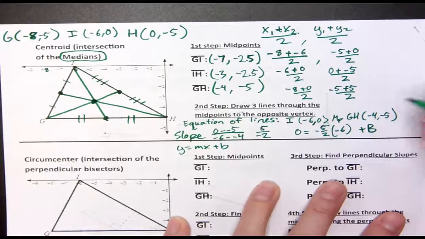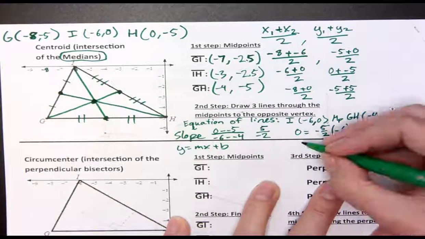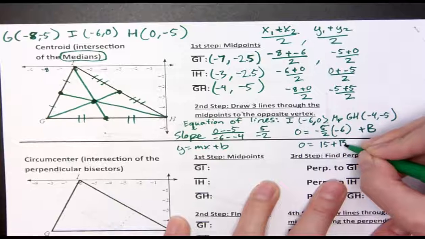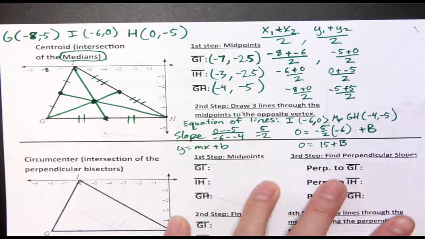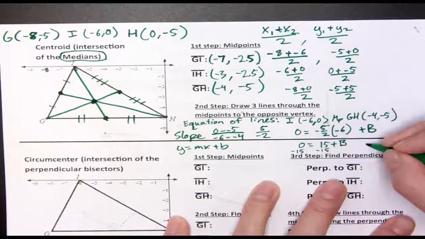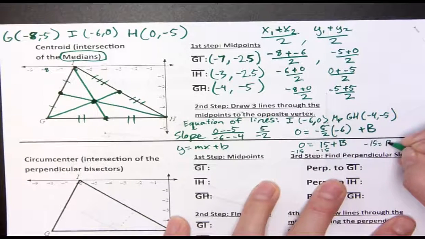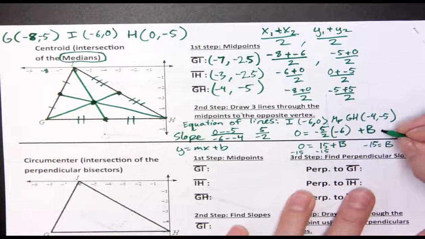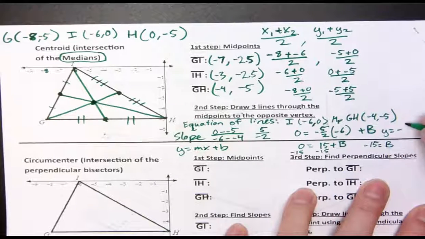$15, right? And so then I have 0 equals 15 plus b. What does b equal? So then I minus 15. So b, -15 equals b. I know there's not much space for it here. And so then I write my answer, my equation is y equals -5 over 2 x minus 15.